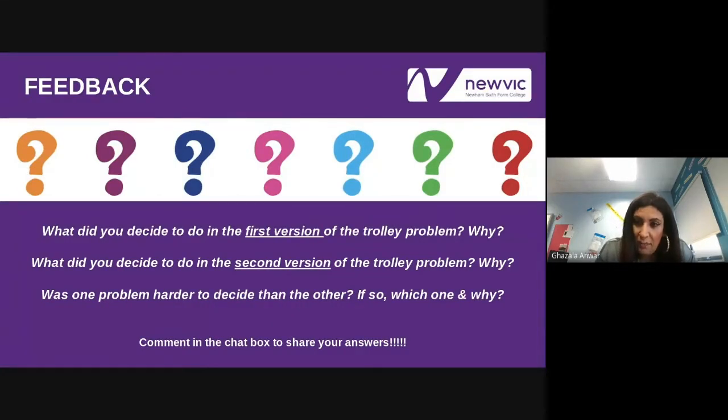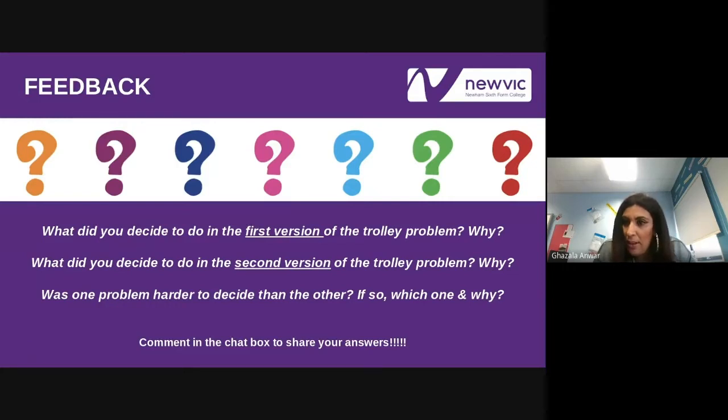So you said the second version, you wouldn't actually interfere at all because otherwise that could be murder potentially. That's really interesting. Namphy, for the first one, you flicked the switch to divert the train carriage, killing the person on the other track. Why? Okay, yeah, I'm having a look at some of the other responses that are coming in as well. Thank you for sharing with me your responses.